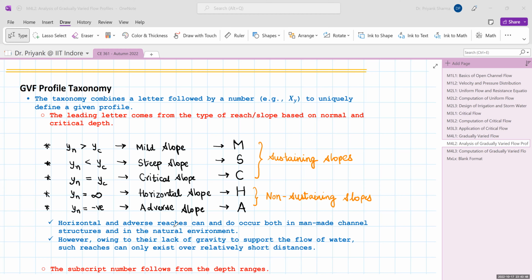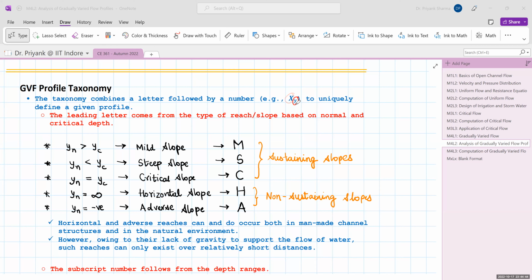So usually the horizontal and adverse reaches would not generally occur in both man-made structures or in the natural environment, so it depends. However, practically if they occur they will be of very short length, because if you have an adverse slope of very long length, then it will no longer be an open channel flow, it will not be a gravity flow. However, owing to lack of gravity to support the flow of water, such reaches can exist over relatively shorter distances. Now, so we understood the first letter.